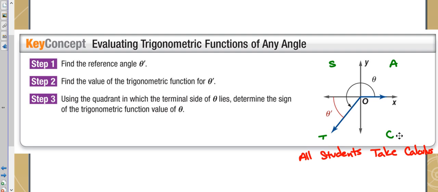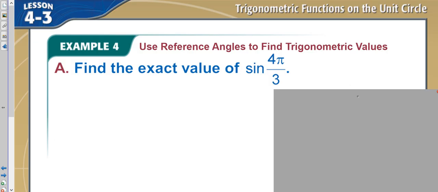Fourth quadrant, only cosine is positive. Everything else is negative. The first quadrant, all are positive. So all positive, sine positive, tangent positive, cosine positive. So that's how we're going to use this to simplify and get answers quicker.